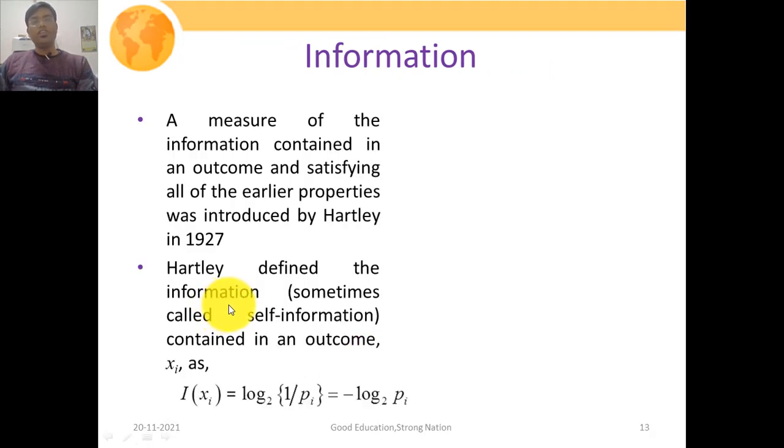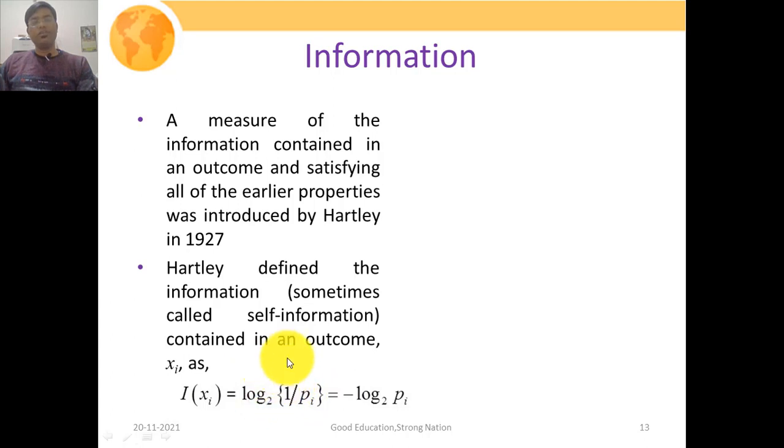So a measure of the information contained in an outcome, satisfying all the earlier properties, was introduced by Hartley in 1927. Hartley gave the definition of information, sometimes also called self information, contained in an outcome xi, as I of xi equal to log base 2 of 1 over pi, which is equal to minus log base 2 of pi. Conversely, given the previous properties we have seen associated with information, the only mathematical function that follows them is the logarithmic function.